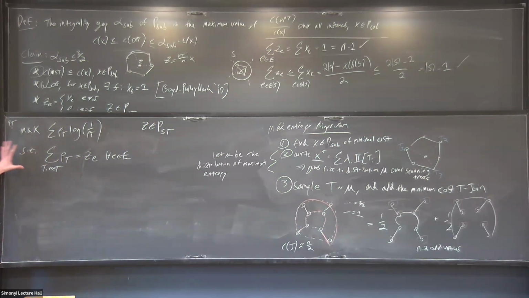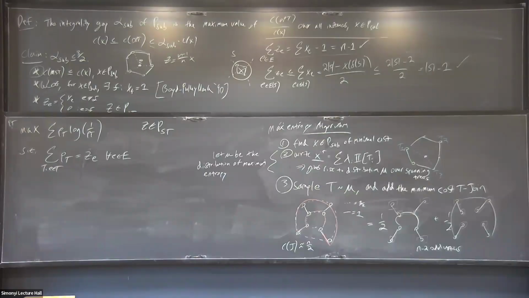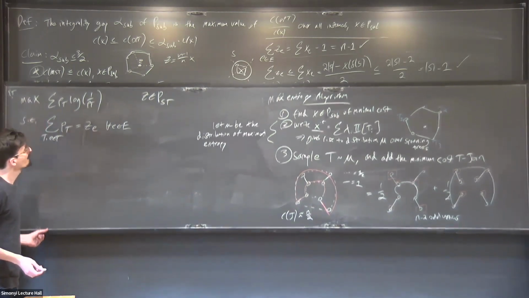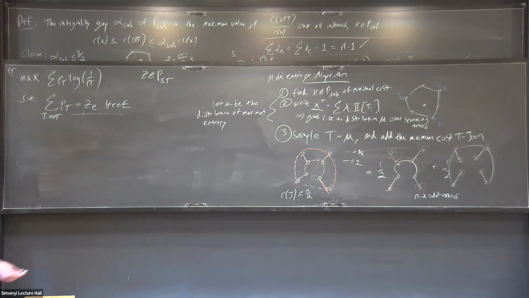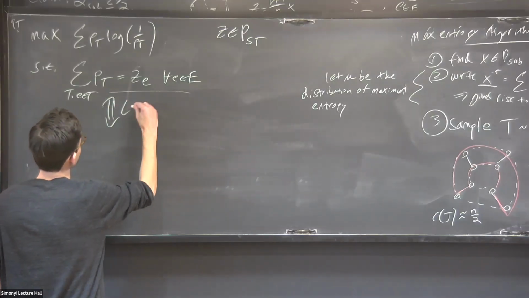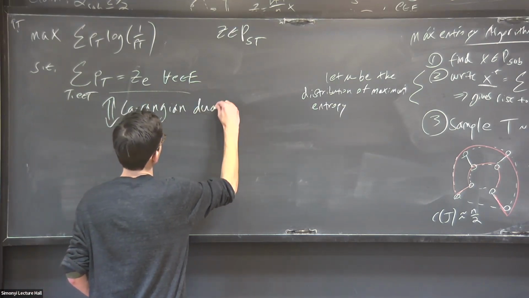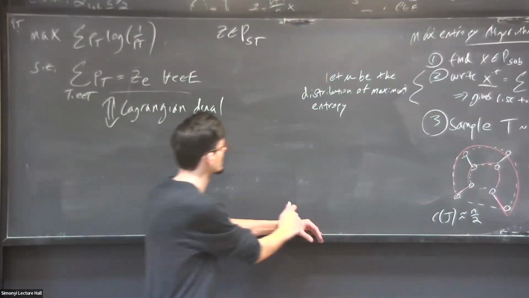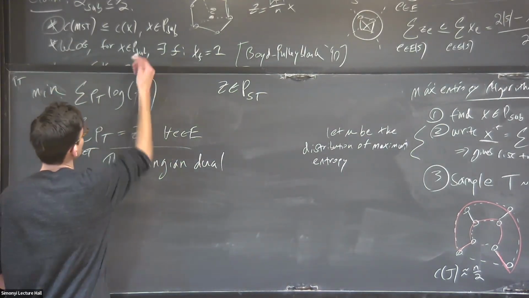So this is what you might try, but it looks a little scary because, as we all know, graphs may have exponentially many spanning trees. So this program we can't really solve it directly. But it turns out that since there's only polynomially many constraints, this can be solved. We take the Lagrangian dual of this. And actually first let me just change this max to a min and flip the sign.